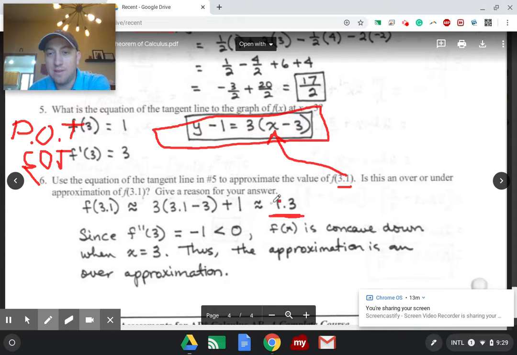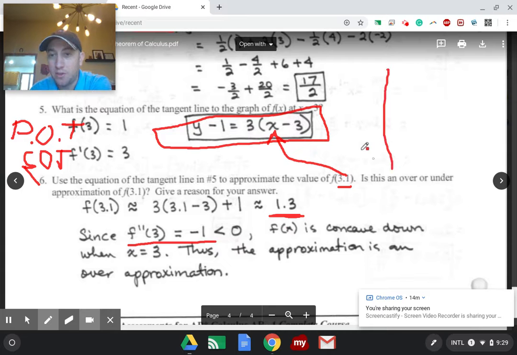So the next thing is, is this an over or under approximation of the actual value? So we have to think in this case about our concavity. Is this function going to be concave up or concave down when x is equal to 3? So in this case, we can just look at the table. The table tells us that f double prime of 3 is equal to -1, which is less than 0, which means it's concave down.